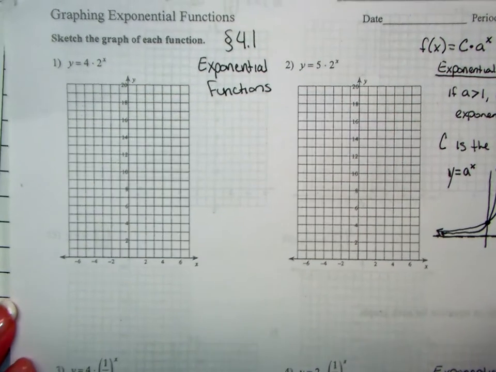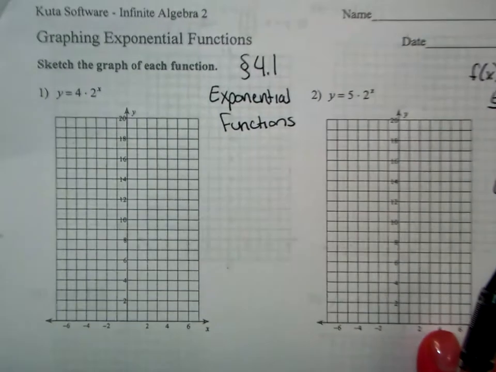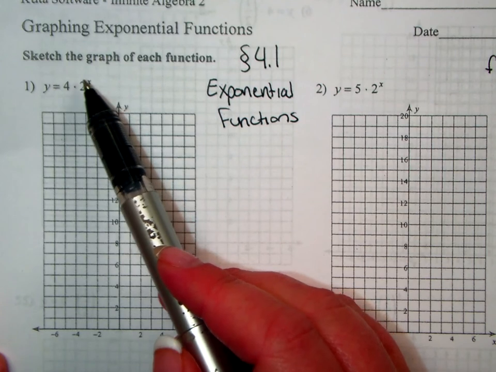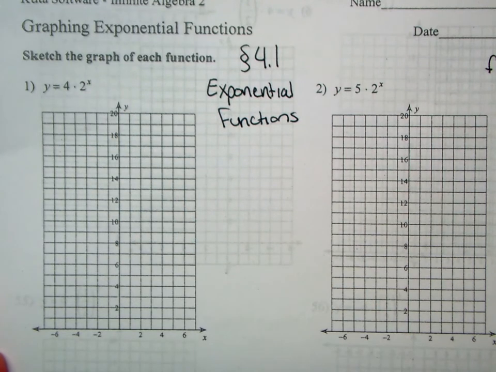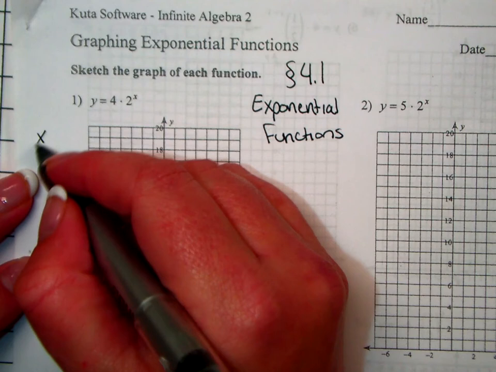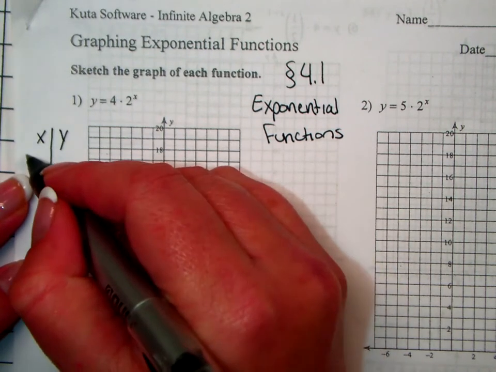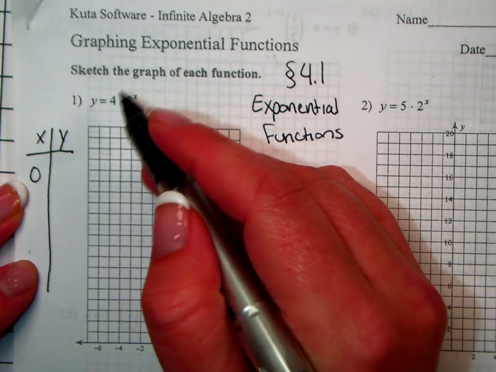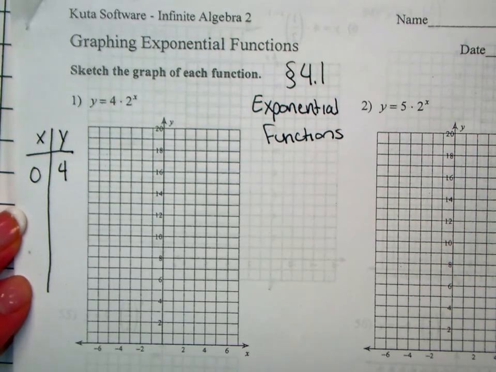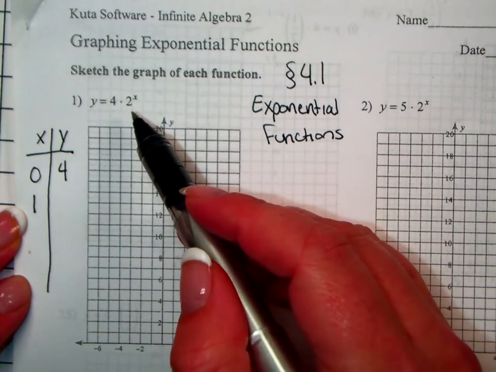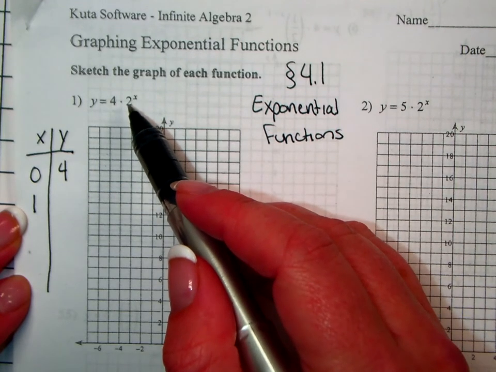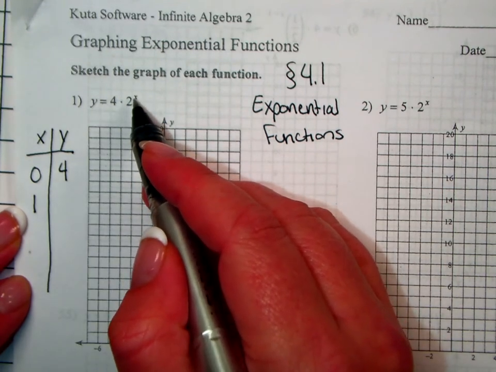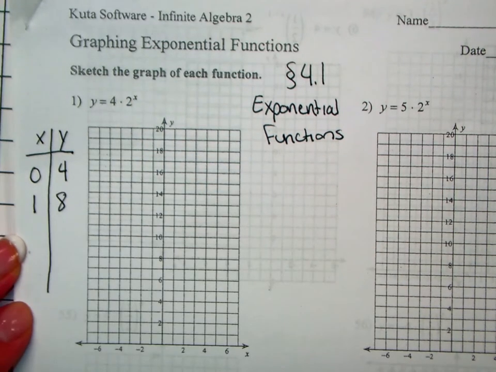So first example, okay, we have 4 times 2 to the x. So the base of the exponential is 2, the exponent is positive, and we have an initial value of 4, right? So if I were to do a table here, x and y, if I were to plug 0 into this function, 2 to the 0 is 1, 1 times 4 is 4. Okay, so it's going to go through 0, 4. If I were to plug 1 in there, 2 to the first power is 2, 2 times 4 is 8. So it's already going through 1, comma 8, right?